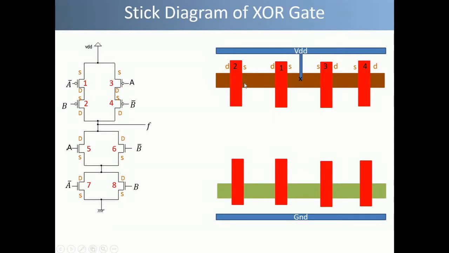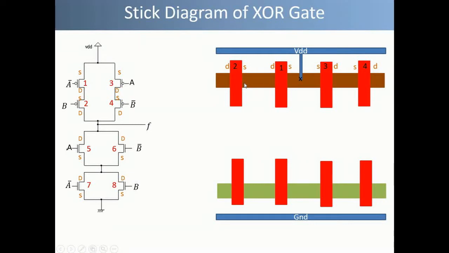To make the pull down network, first we label all NMOS transistors and their source and drain terminal. The source terminals of transistors 7 and 8 are connected to each other and then to ground. So we place a N plus diffusion to metal contact over here and connect it to the ground rail like this. The drain terminal of transistor 7 is connected to the drain terminal of transistor 8. So we connect them together by metal wire like this.